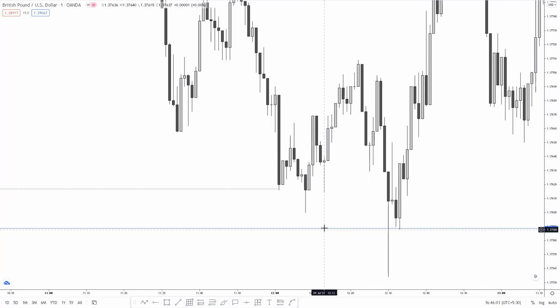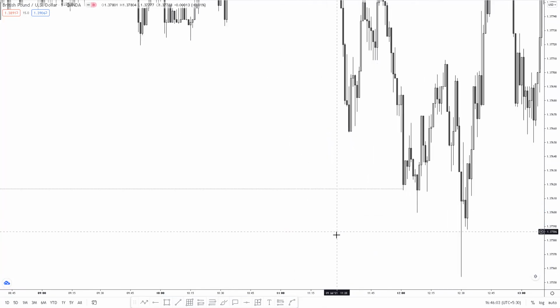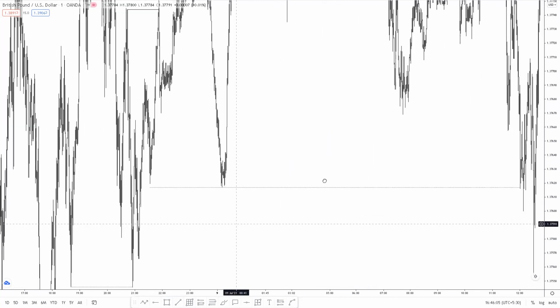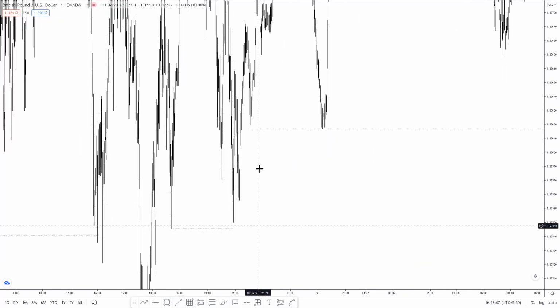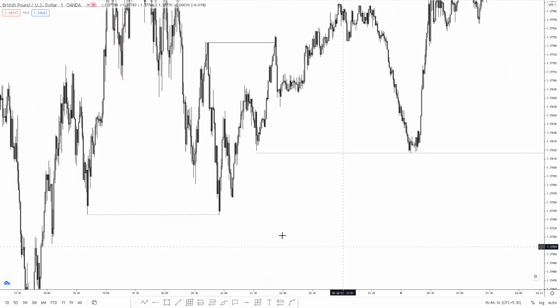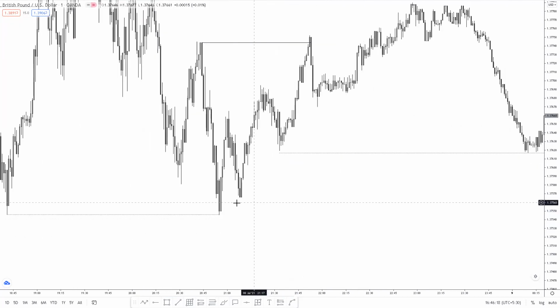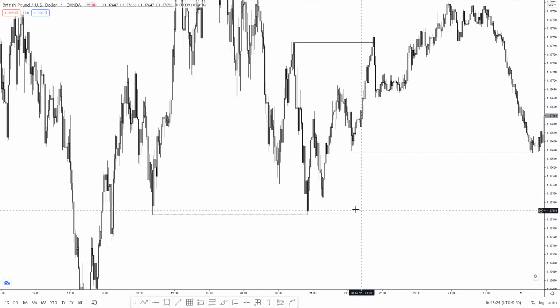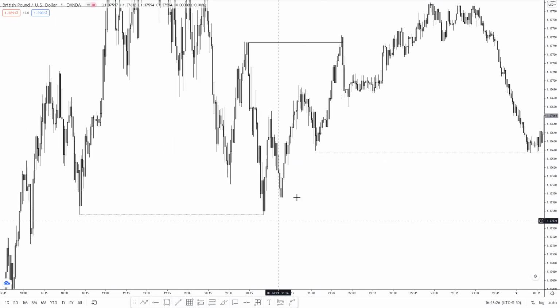I bought too early. And then I quickly realized that this low is a strong low. Why? Because it took out liquidity from this low and then broke structure. So I know that even though I got stopped out, price cannot go below this. It has no reason to.